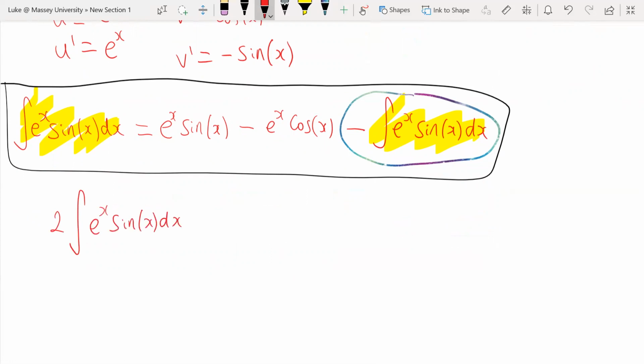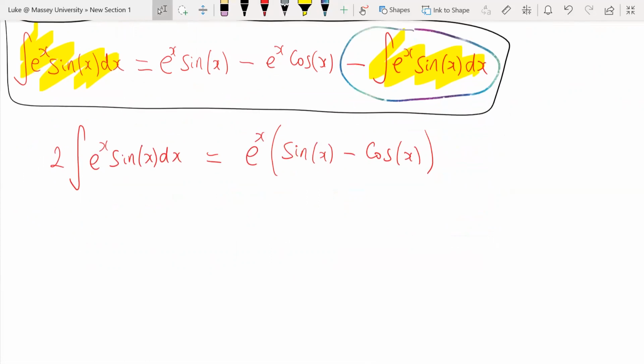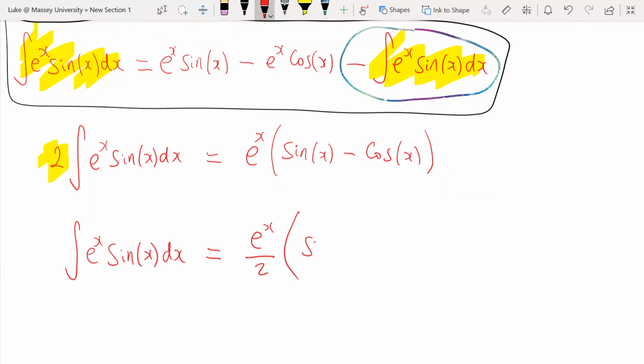sine x dx is equal to, well, I'm just going to bring out the common factor of e to the x. Okay, and then I'm just simply going to divide through both sides by 2 to get rid of the 2 at the front here. And then I get an expression for the integral of e to the x times sine of x dx: e to the x over 2 times sine of x minus cosine of x.